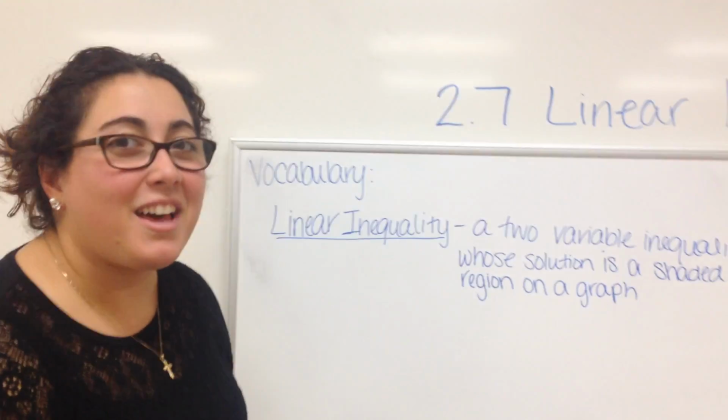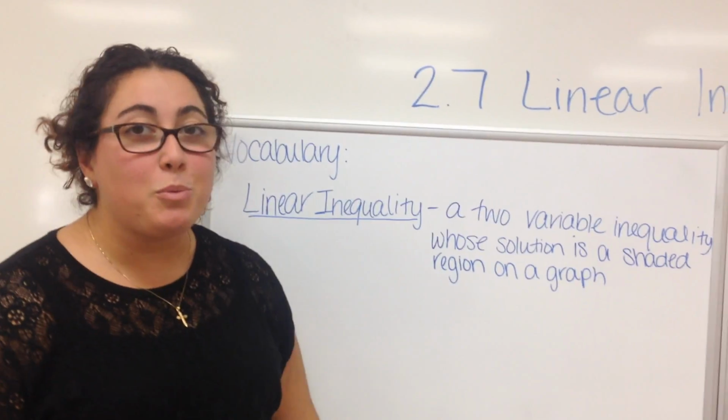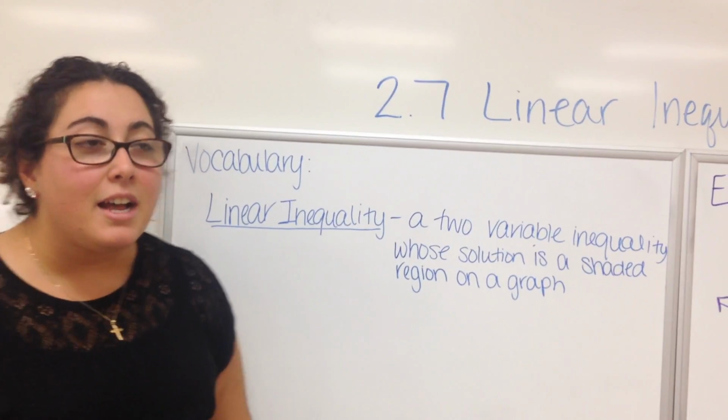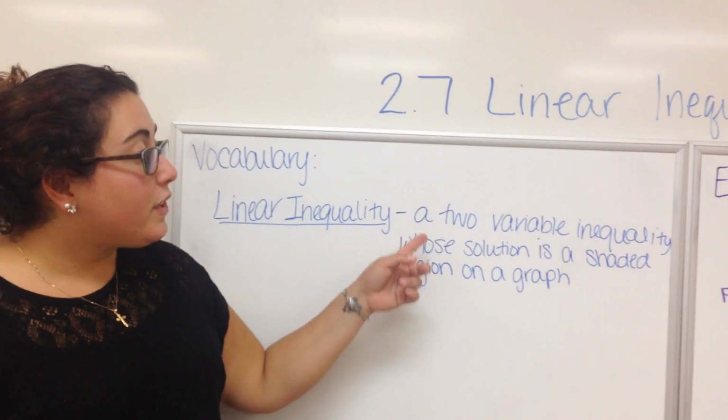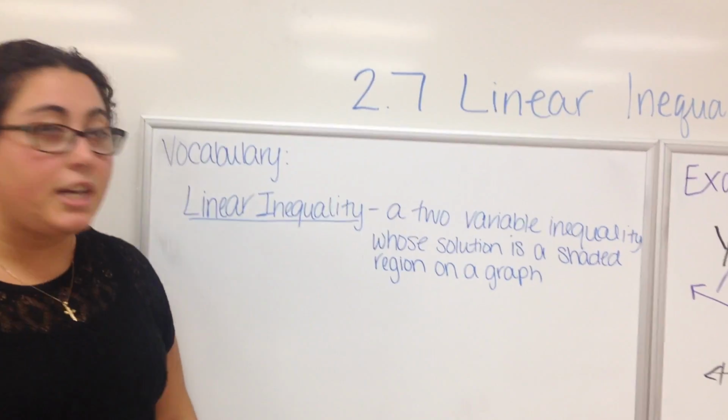Hi guys, welcome back. We are going to be working with section 2.7, linear inequalities. And so we're going to be discussing what a linear inequality actually is. It is a two-variable inequality whose solution is a shaded region on the graph.